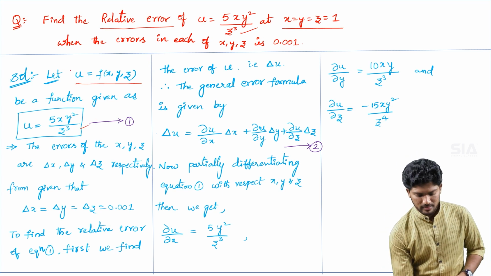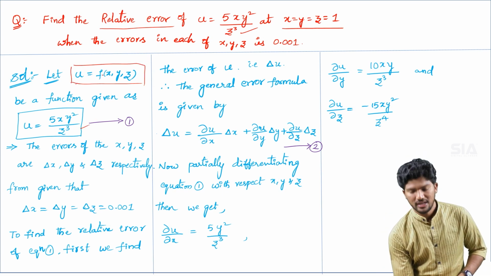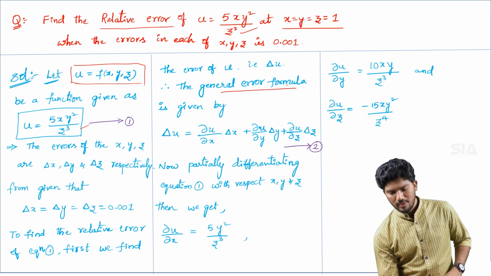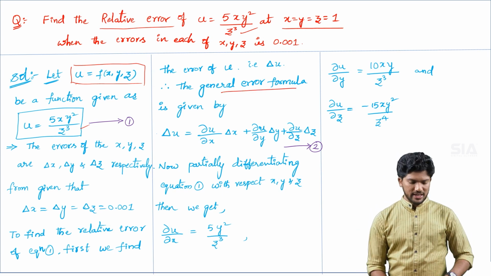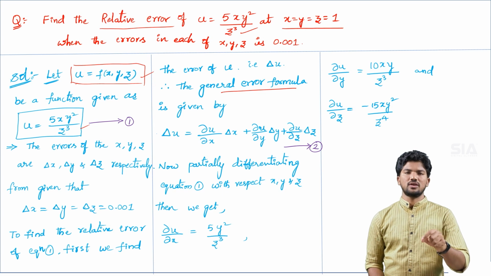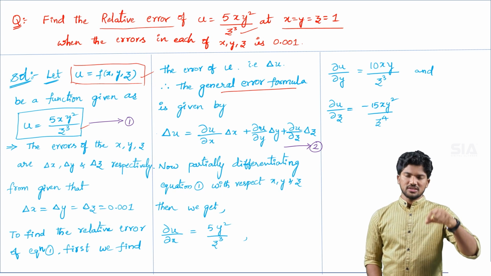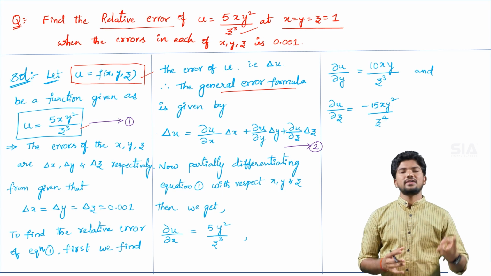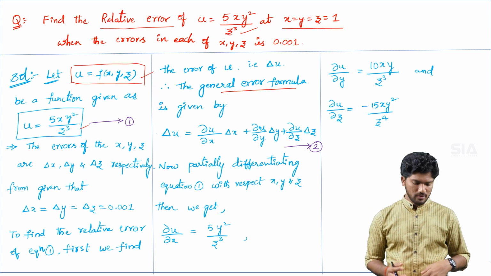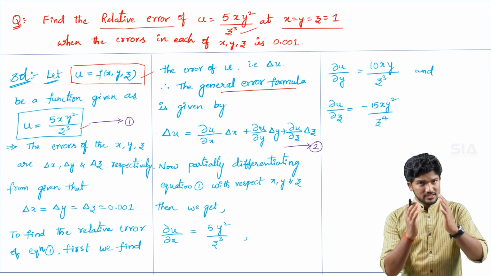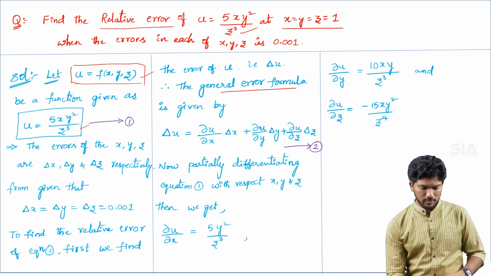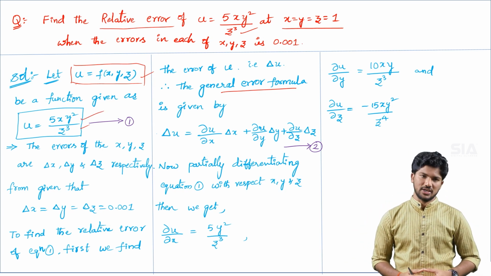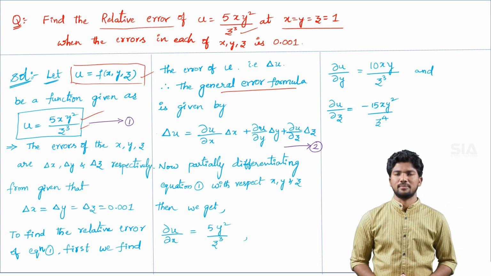Originally, we define this function in the general formula. Whenever we are going to derive the general error formula, we can take this function in this format: u is equal to f of x comma y. Okay, so what is the meaning? The given function is defined in three variables x, y, z. So that three variable function in our problem is given as u is equal to 5xy square by z cube. Okay, so that is taken as equation number 1.